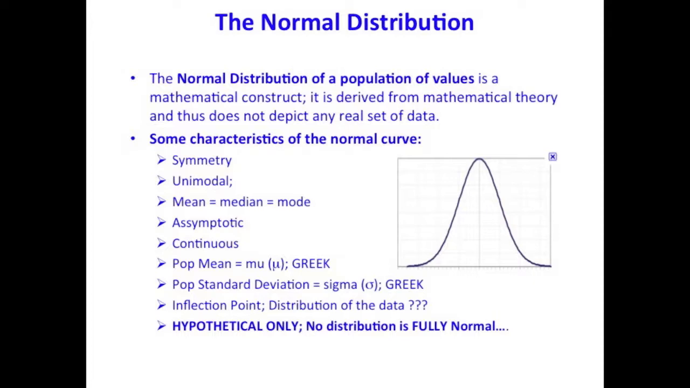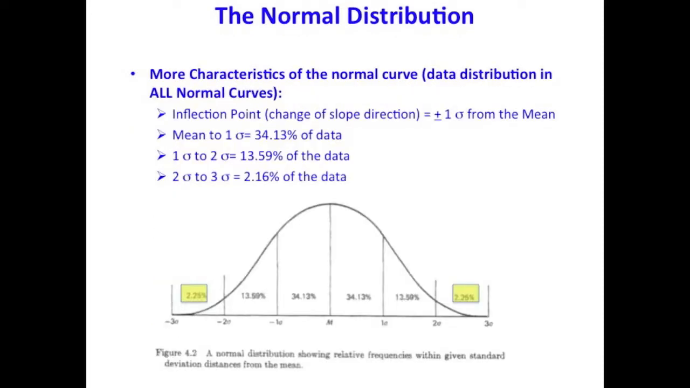More important than that, when you move out different distances on the normal curve, distances in standard deviation units, you will capture a very precise, reliable, 100% every time kind of percentage of the data. So if you move one standard deviation above the mean, between the mean and that new value, one standard deviation away, you will capture 34.13% of the data all the time, every time.